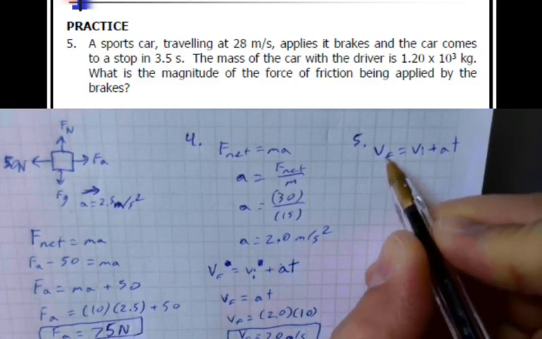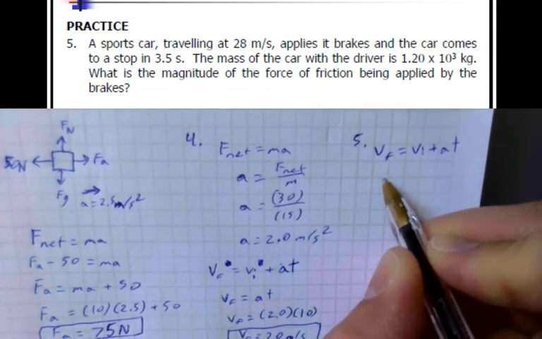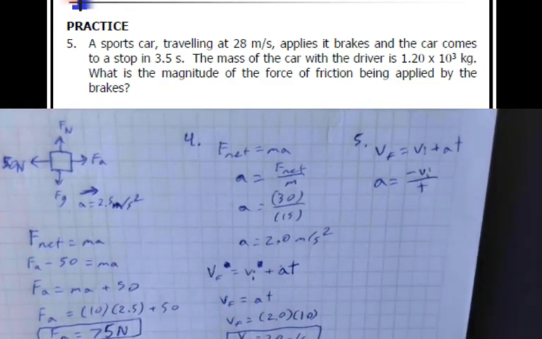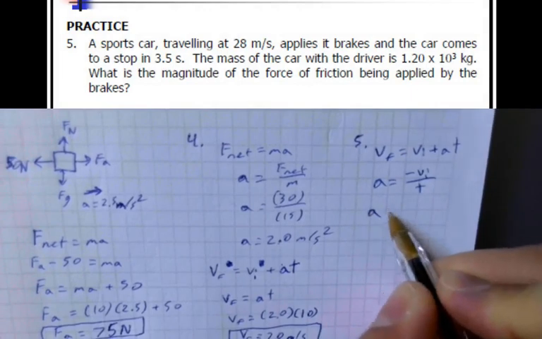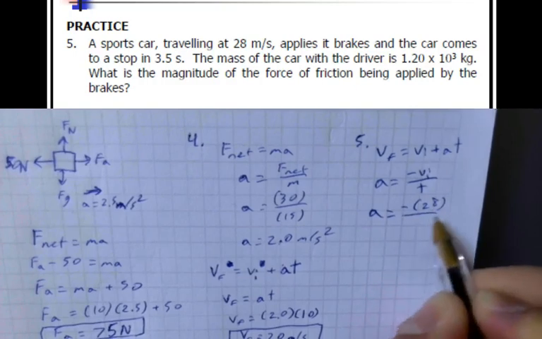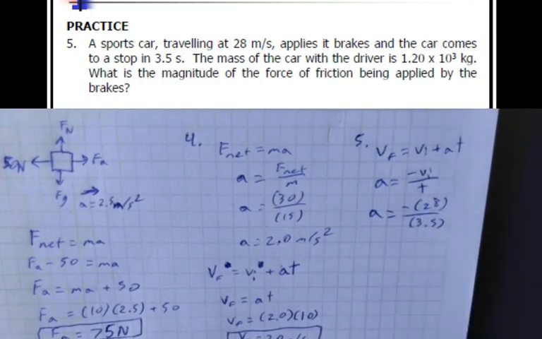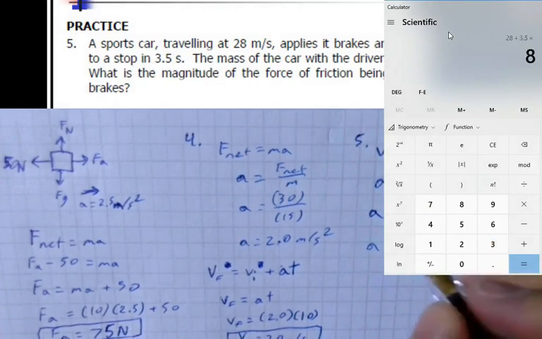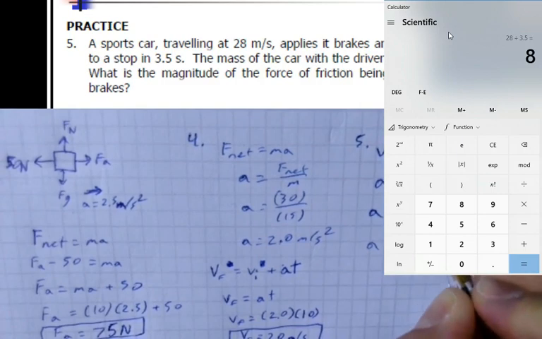And rearrange this for A, but knowing that VF is 0, that means that this would become negative VI over T. A is going to be negative in this case. Negative 28 over 3.5. That is something that I'm going to need to calculate. 28 divided by 3.5 is 8. And it's going to be negative 8.0 meters per second squared.